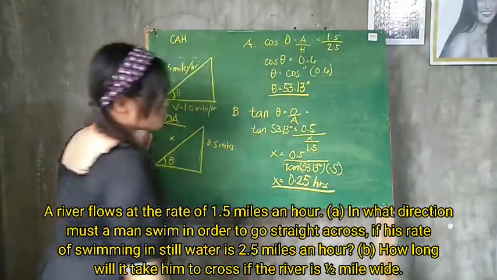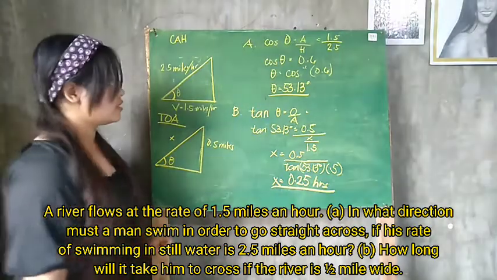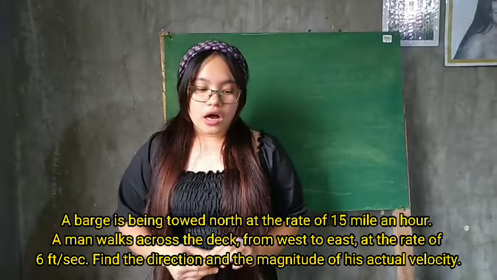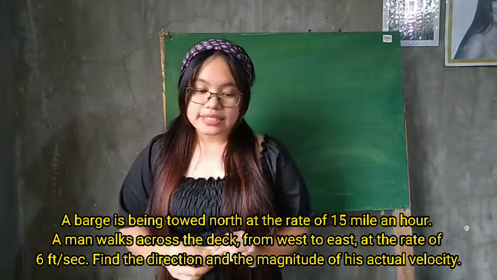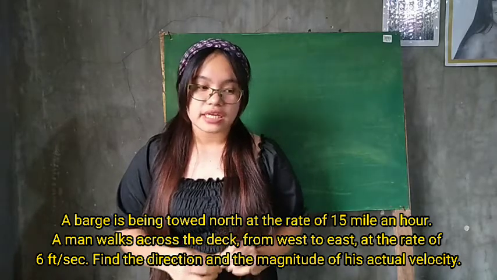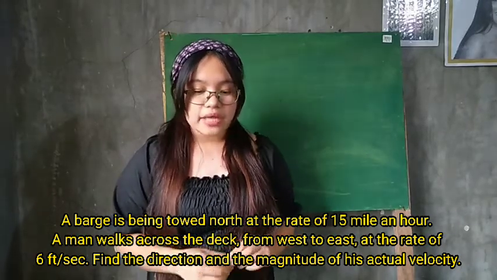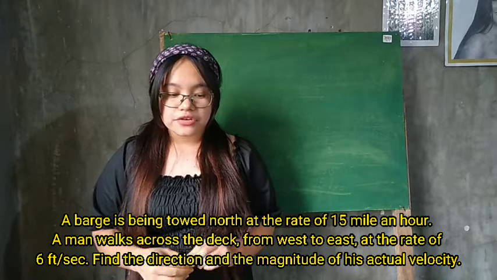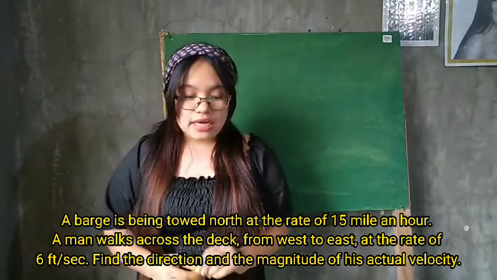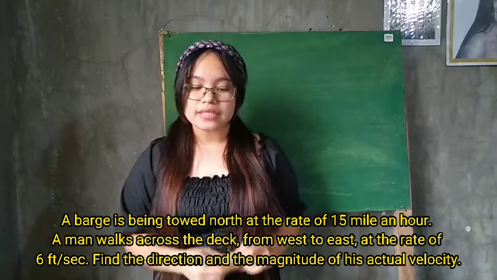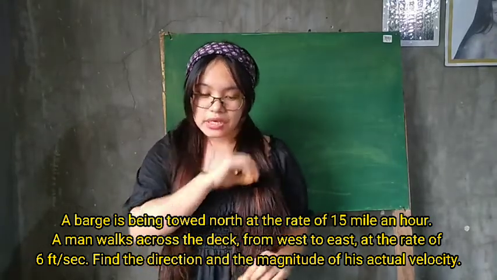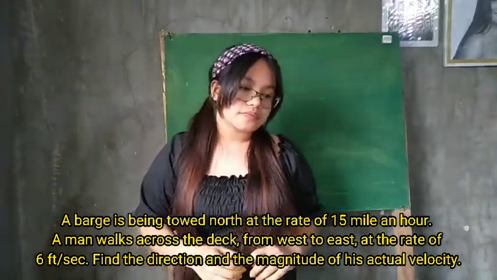Yeah. So this will be our final answer in letter B. We have the sixth problem. A barge is being towed north at the rate of 15 miles an hour. A man walks across the deck from west to east at the rate of 6 feet per second. Find the direction and the magnitude of his actual velocity.